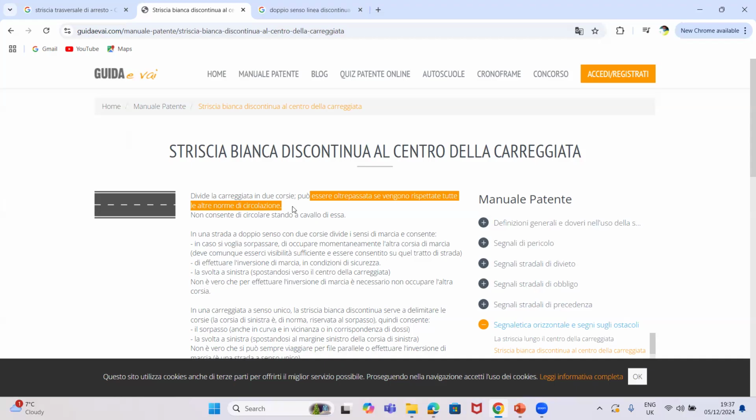Watch. Non consente di circolare a cavallo. What do you mean of driving a cavallo? If you see a horse, what do they mean when somebody is driving a cavallo? It means two tire there for one corsia, the other tire there for the other corsia. That's the meaning of driving a cavallo. They say they drive like a horse. You carry your two tire, put your two leg for the other place. You cannot drive that kind. You cannot be occupying two corsia whenever you're on the road. Is it clear now?